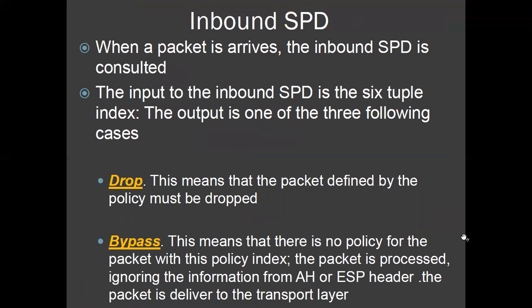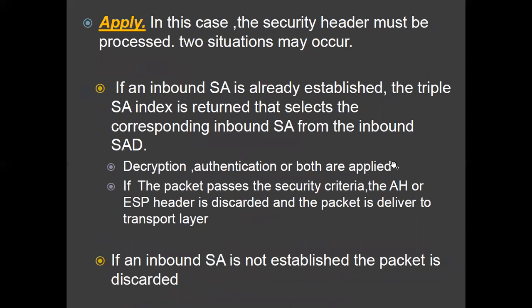Next we have the inbound security policy database. This is to be applied whenever a packet is received. When a packet arrives, the inbound security policy database is consulted. Each entry in the inbound security policy database is also accessed using the same 6 tuples. Again, the decision can be one of three: either to discard the packet, to bypass the packet, or to apply the security policy.